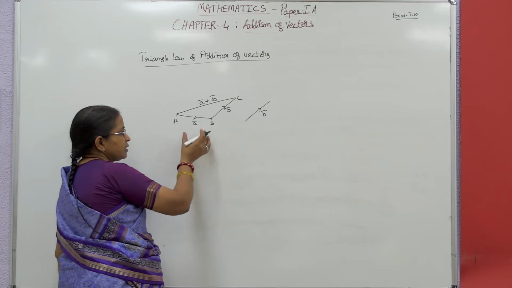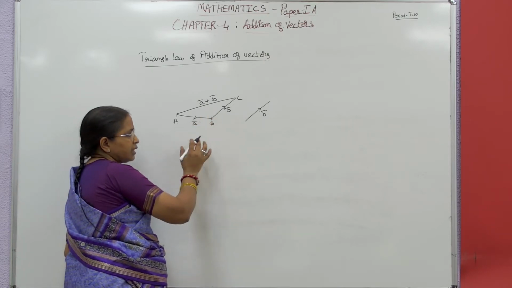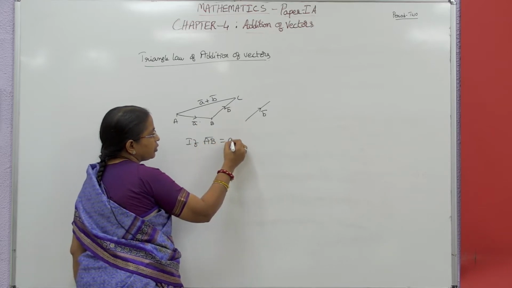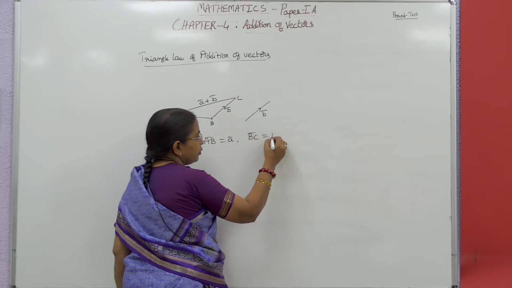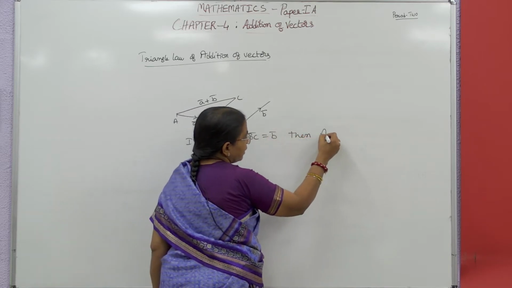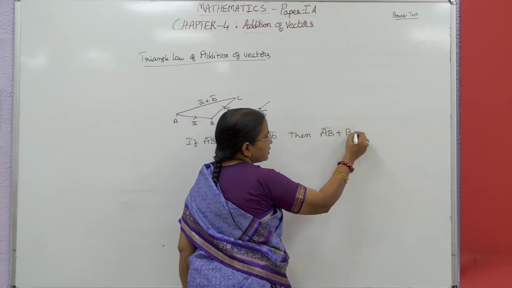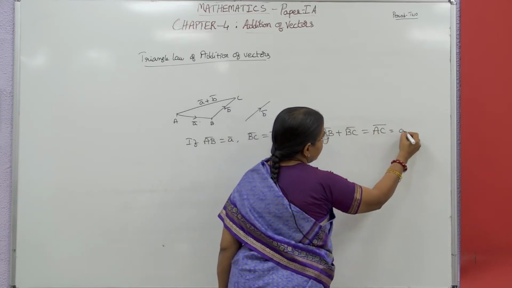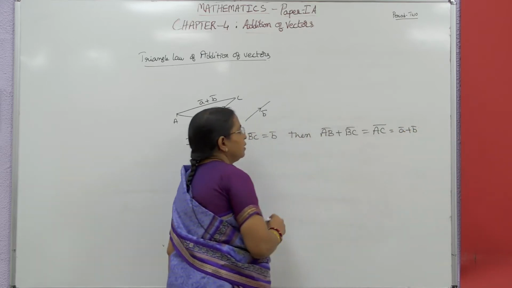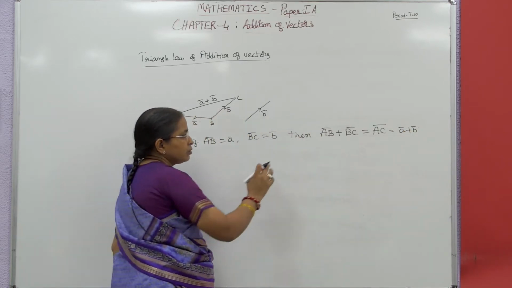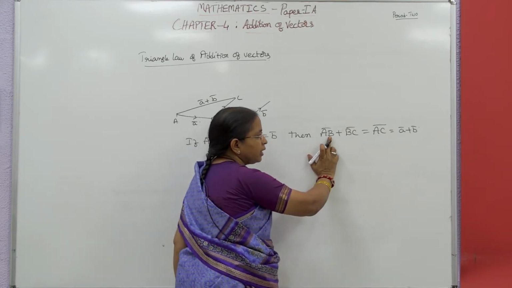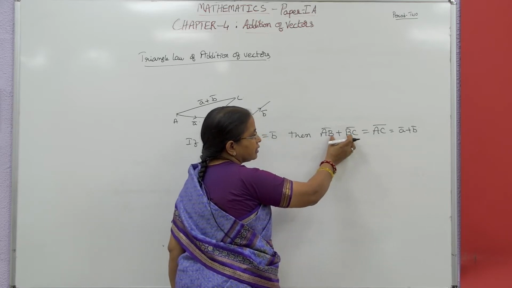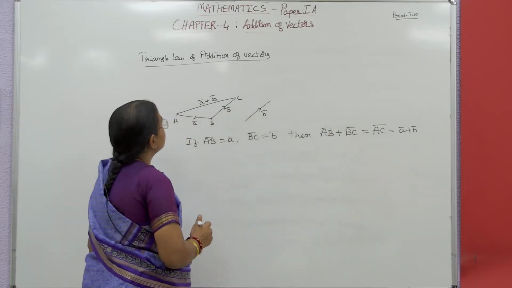Definition wise it is like this. If A and B are two sides of a triangle, if AB is equal to A and BC is equal to B, then AB plus BC is equal to AC. So A plus B is equal to AB plus BC. Here you should observe that the terminal point of the first vector is the initial point of the second vector. That is the main thing you should observe in this property.